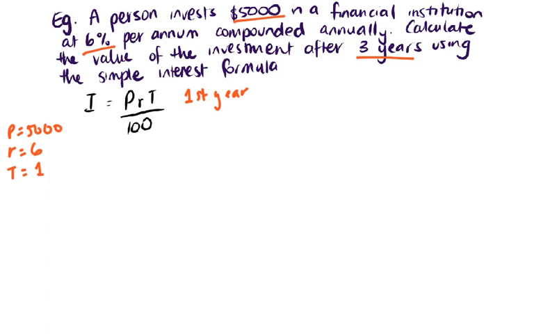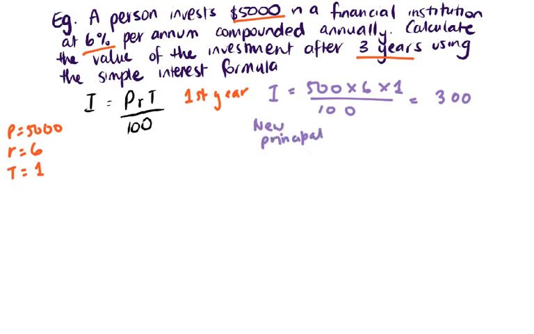So the first thing we're going to do is substitute those values into the simple interest formula. So we have I equals 5,000 times 6 times 1 divided by 100. And if I did that in the calculator, I would get 300. So this now becomes my new principal. But first we've got to add it to our original principal. So the new principal is 5,000 plus 300. So my new principal is $5,300. We're now going to use this to calculate the second year.